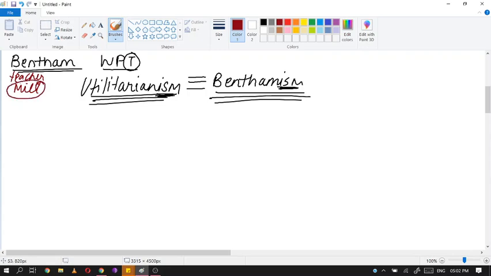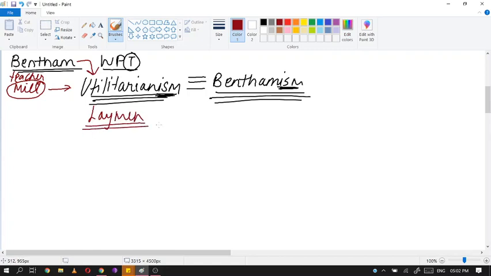So Mill will be a utilitarian. Now what is Bentham's utilitarianism? Understand, the philosophy of utilitarianism is very tough to comprehend. It makes no sense sometimes. So Bentham came up with, okay, I will explain in very layman terms so that even a normal man can understand it.